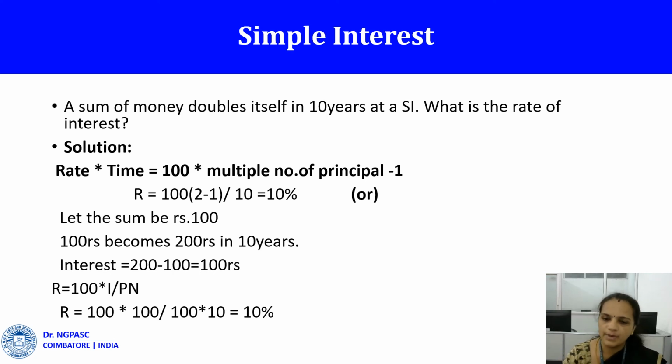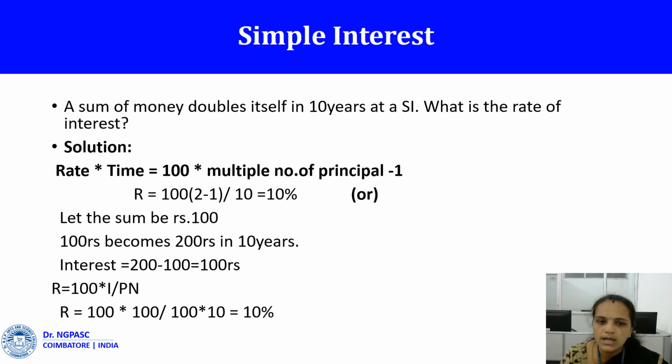They're saying the sum of money is getting doubled, and we don't know the sum. If you want to go by formula, you can: rate into time equals 100 into the multiple number of principal minus 1. Or else, I'll show you the logical method. By formula, we don't know the rate, we have to find it out, and the time is 10 years, into 100 into the multiple number of principal. The multiple number of principal is how many times the principal becomes. The money becomes double, so 2 minus 1. Doubles means 2.